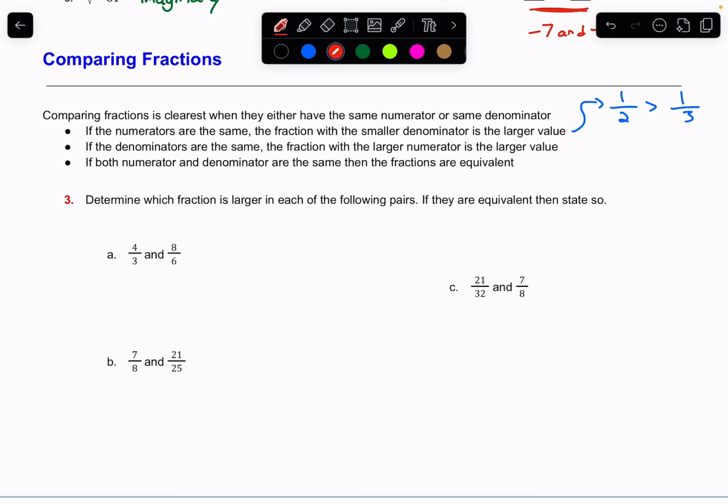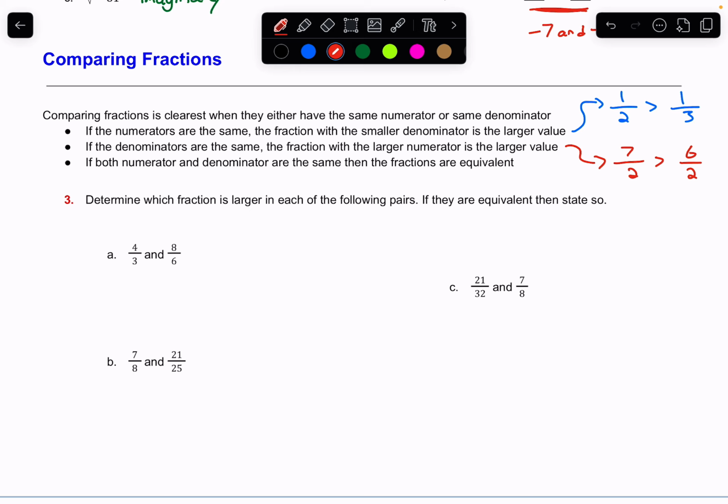Bullet point 2, on the other hand, talks about denominators. So if the denominators are the same, let's say they both have a 2 on bottom, then the fraction with a larger numerator is going to be bigger. So if I say 7 over 2, that's going to be greater than 6 over 2, because 7 is bigger than 6, but they're being cut into the same number of pieces.